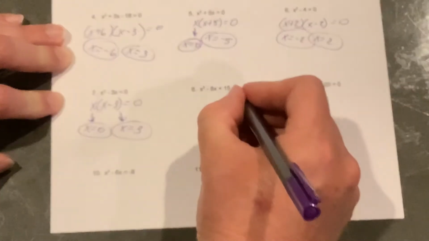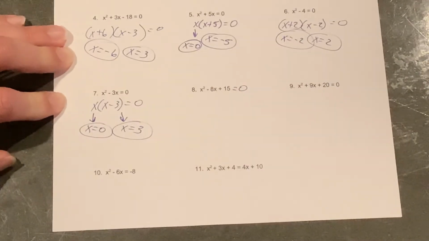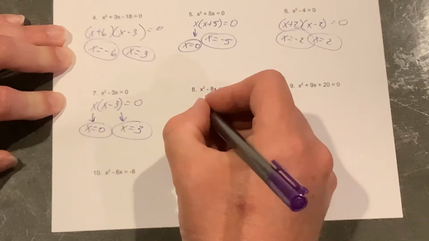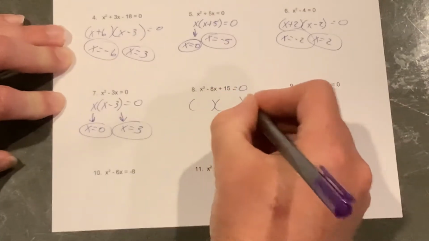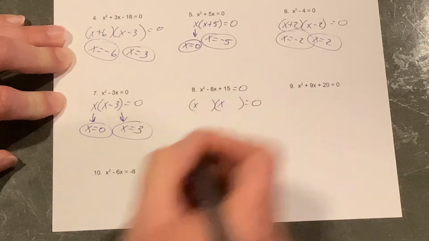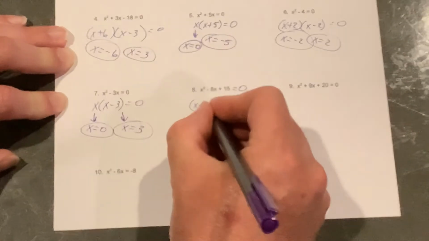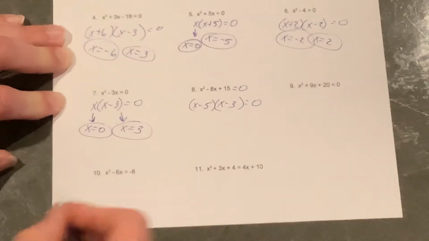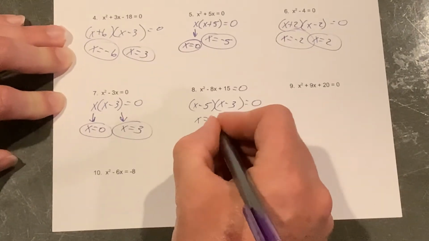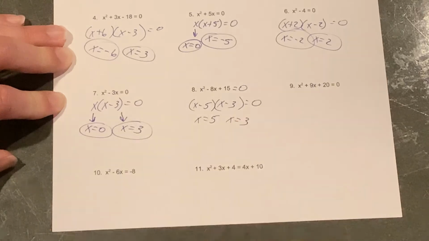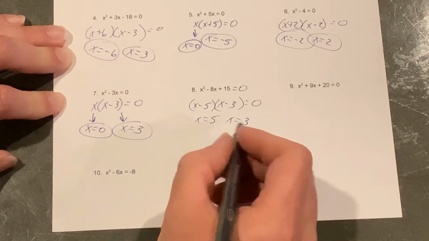Number 8, looks like I forgot to put equals 0, so we'll put equals 0 there at the end. All right, so I'm going to factor that, reverse FOIL. x and x, the two numbers that multiply together to be 15 and add together to be -8 would be -5 and -3. So I'm going to get answers of x equals 5 and x equals 3. Two answers there.